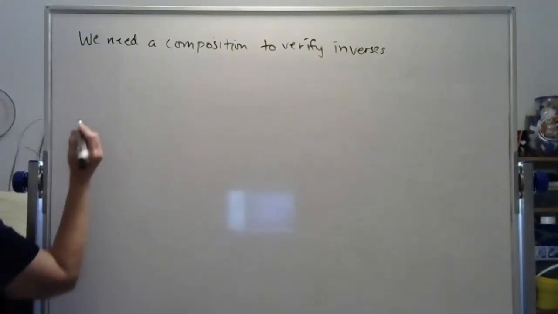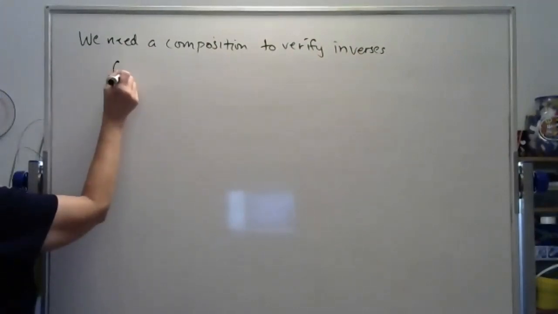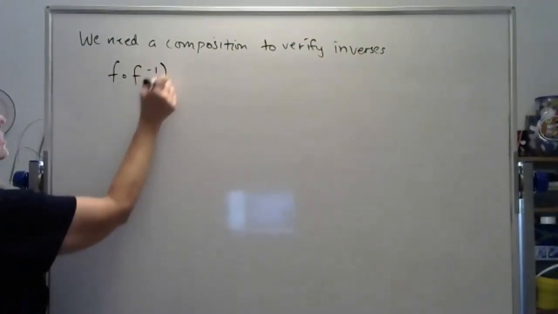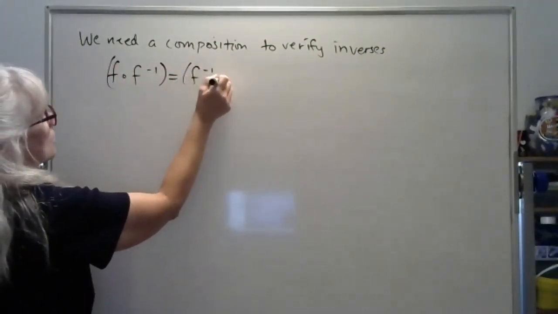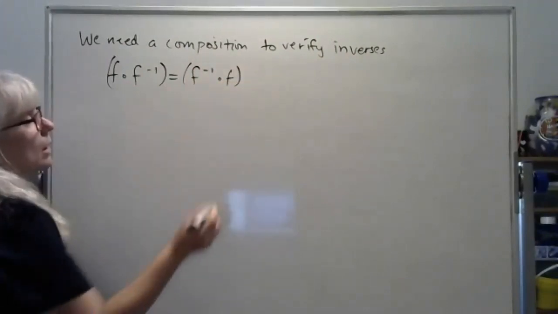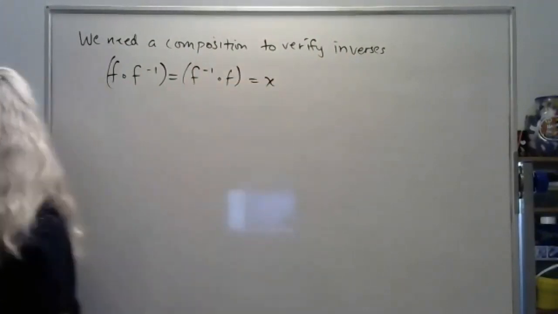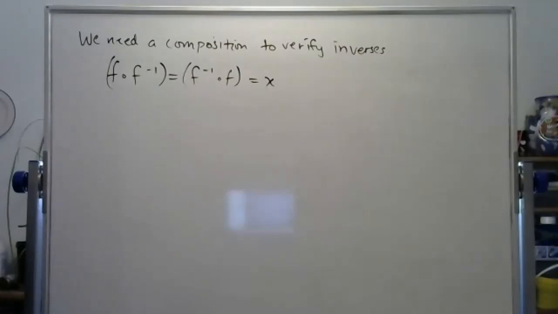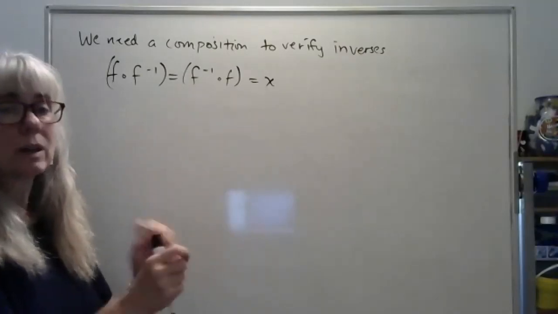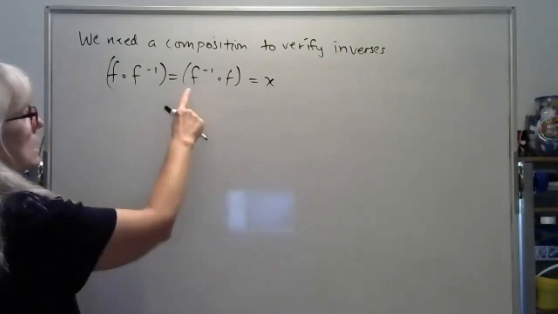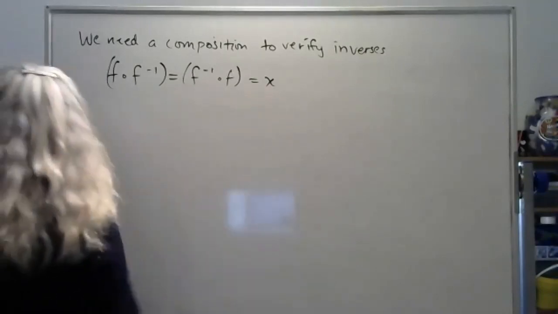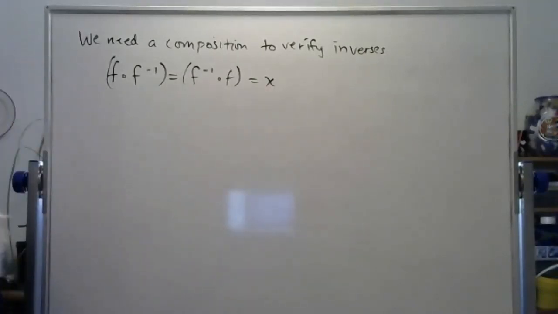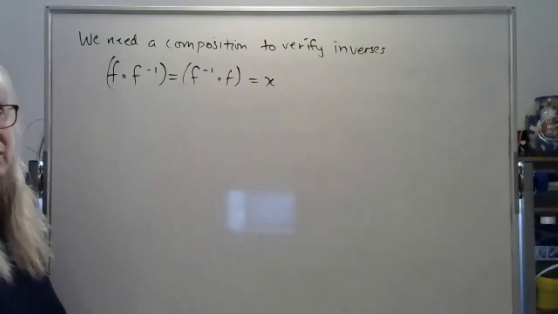So in other words, it says on your handout that f compose f inverse is the same thing as f inverse compose f, and that's equal to x. So what this is basically saying is that if you take a function and compose it with its inverse, you will get the same answer as if you take the inverse and compose it with f, and both of those cases are going to give us x.